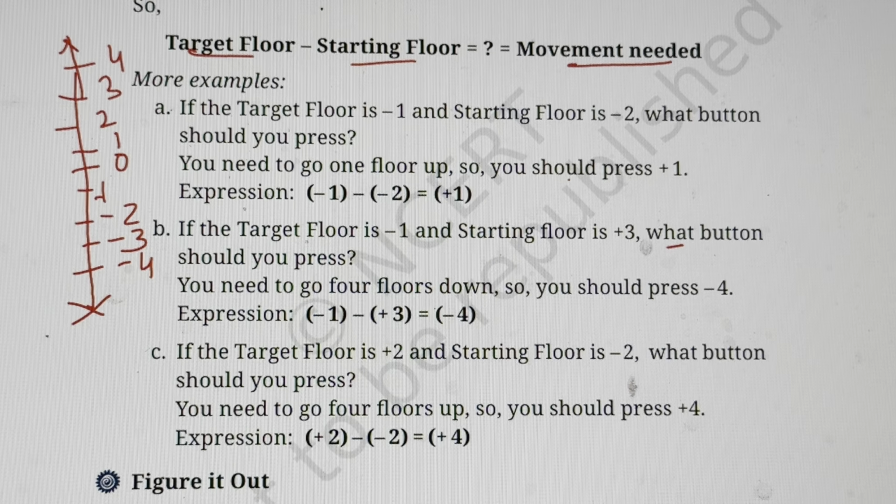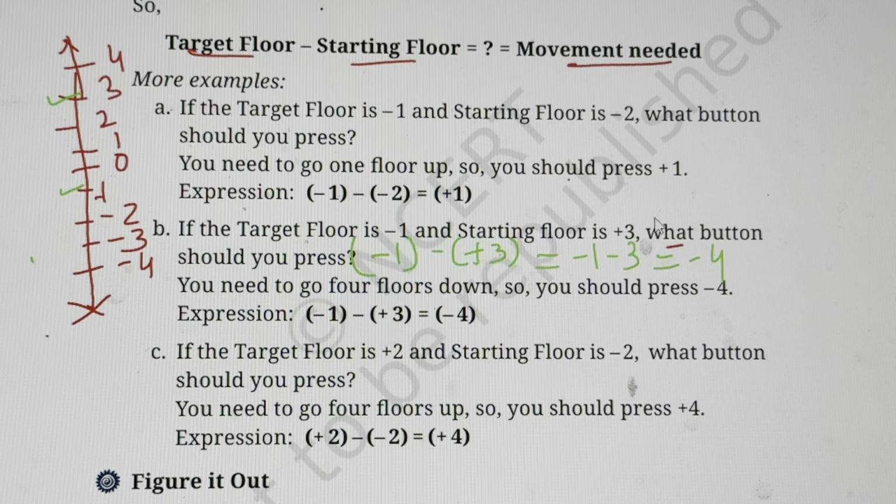You want to reach here. Let me show you. This is your target floor. And starting floor is positive 3. So you're going down, right? So 1, 2, 3, 4 jumps. You're going down. So the answer will be negative, right? So target floor minus 1 minus plus 3. Now this minus plus becomes minus. So minus 1 minus 3 gives you minus 4. Two same sign means we add it and we put the sign of greater number, right?